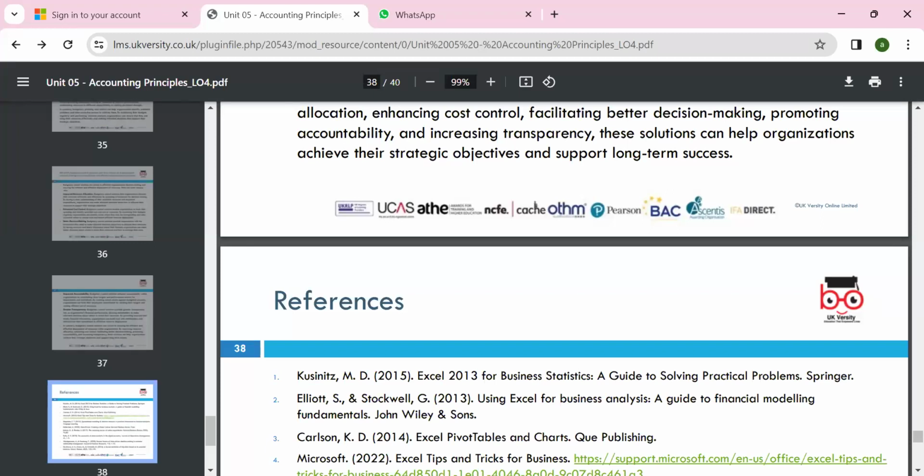And we discussed that the cash budget is the most crucial, covering incoming and outgoing cash in the business. And we discussed why budgets are crucial. We discussed merit criteria and distinction as well.